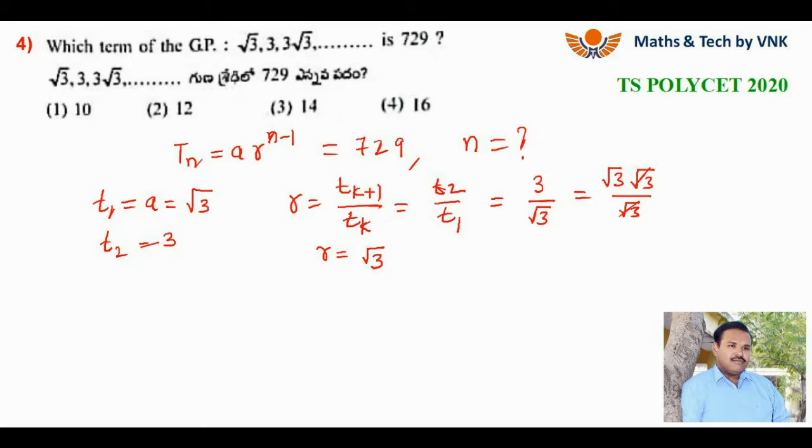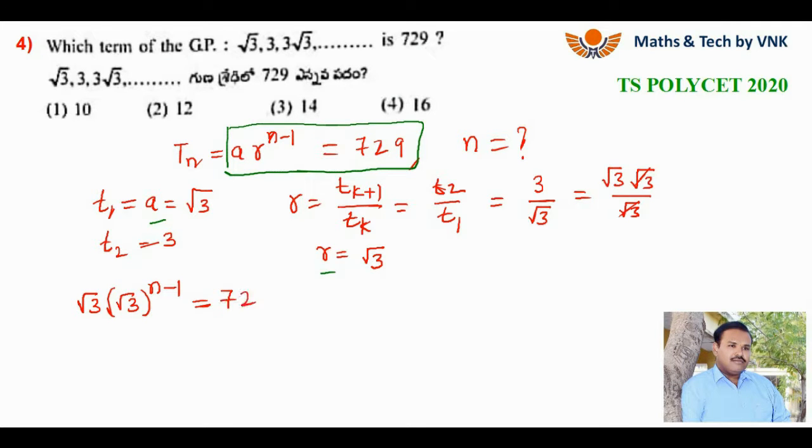Now substitute a and r values in this relation. A r to the power of n minus 1 is equal to 729. So root 3 into root 3 to the power of n minus 1 is equal to 729, which we can write as root 3 into root 3 whole to the power of n divided by root 3 is equal to 729. So root 3 gets cancelled. So root 3 whole to the power of n is equal to 729.